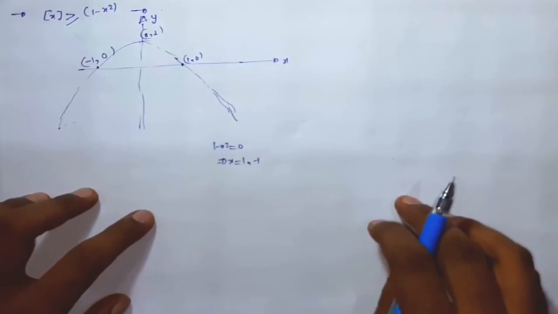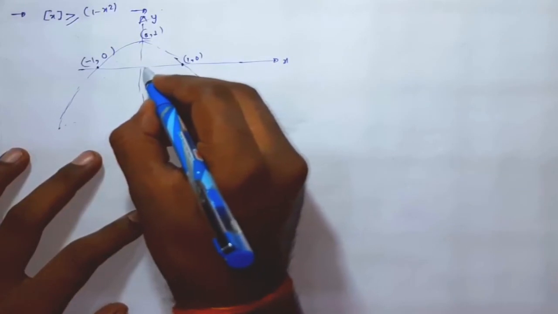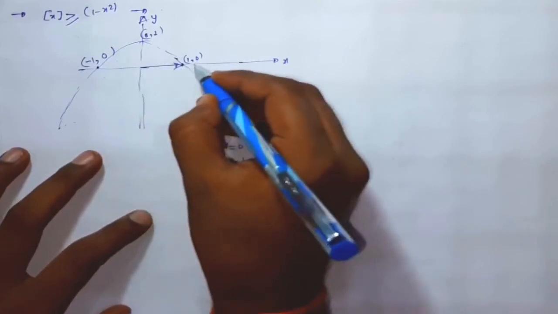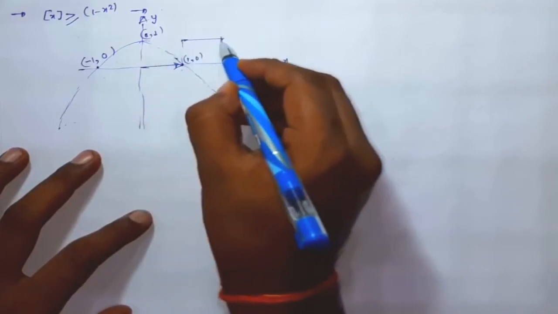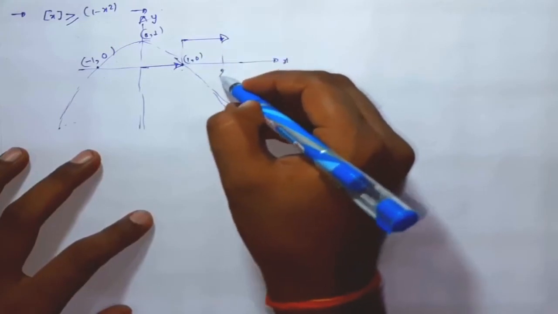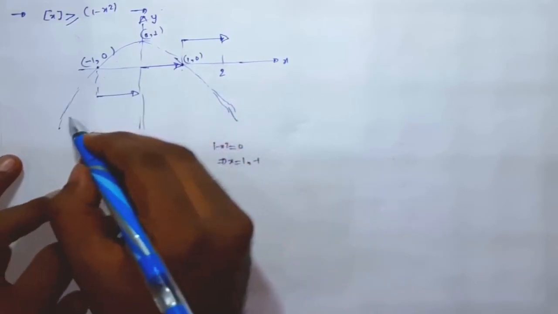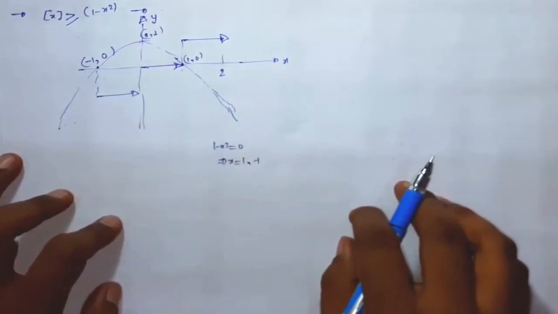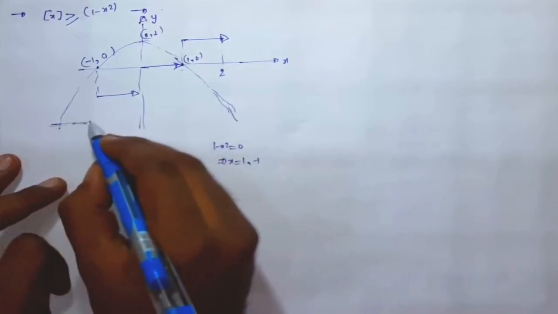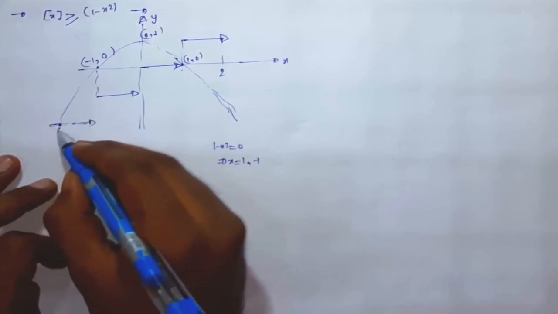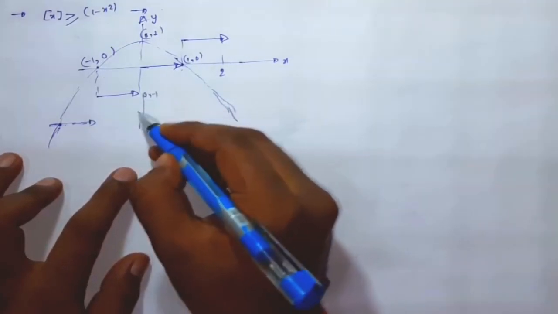Now the graph of the integral part of x will be like this: 0 to 1, then 1 to 2. Again this will look like this, and again this will look like this. I don't know what the intersection point is. Then similarly it will be like that. This is 0 comma minus 1, this is 0 comma minus 2. We need to find this coordinate.